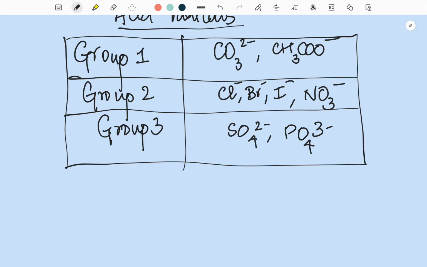Like you have sulfide, you have sulfite, you have nitrite, and so on. You have many ions. However, I am going to explain only these ions that I have mentioned in the table, because these are what I had learned in my school, and I think these are the commonly asked ions in the board exam as well.